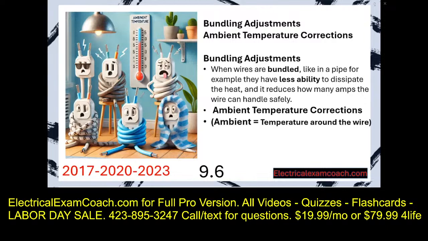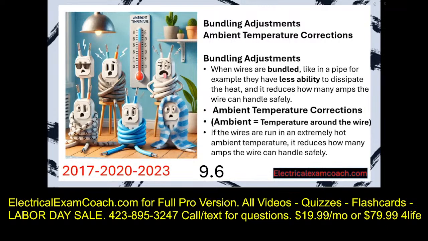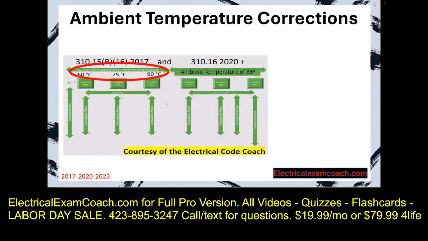Ambient temperature corrections are like this. If wires are run in an extremely hot ambient temperature, it reduces how many amps the wire can handle safely. And let's not forget the basic definition of ampacity. It's how many amps the wire can handle safely under its conditions of use. Let's get to it. Let's take another look at our primary ampacity table.